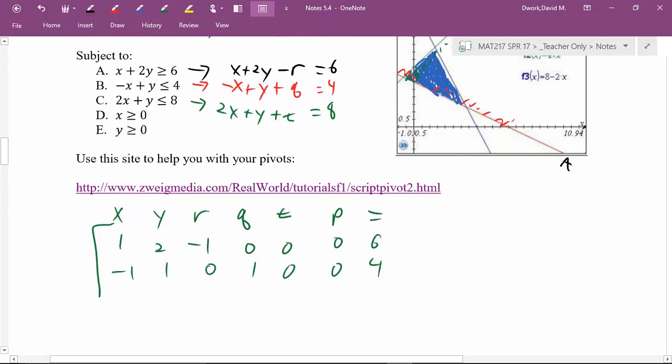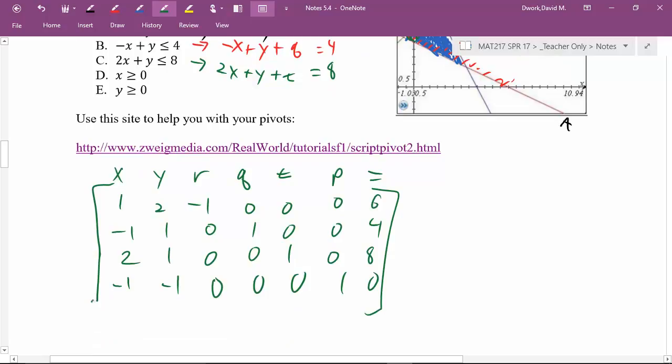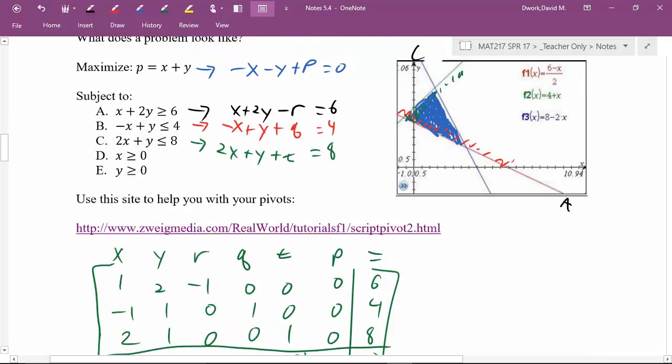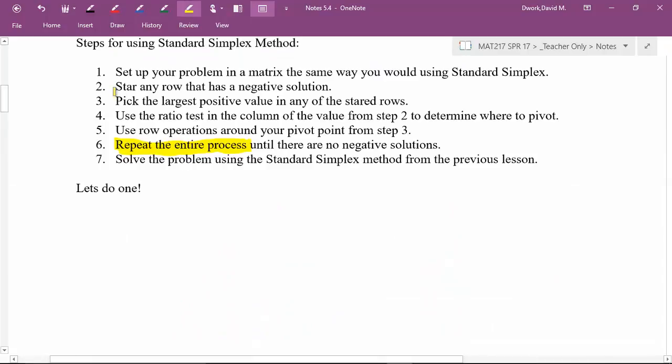So you'll see there is nothing different here. This is all the same as what you're used to if you've done standard simplex, which is kind of nice. Then down here we have negative 1, negative 1, 0, 0, 0, 1, 0. All right, here we go. Step 1, complete. Set the problem up the exact same way you know how to. The only difference was to watch for those negative slack variables. Okay, step 2. Star any row that has a negative solution.